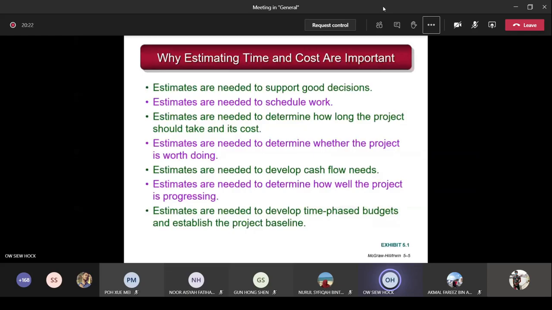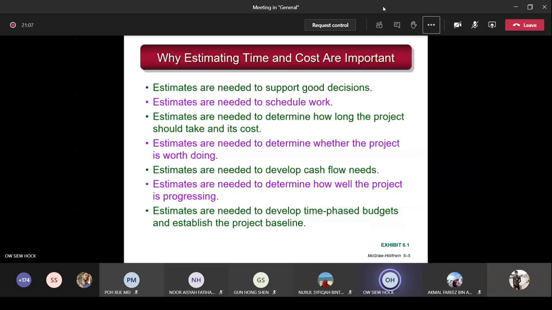Next, estimates are needed to determine how well the project is progressing. You need to know how well the project is progressing, because at certain points you are monitoring how much money we have spent and how much time we have spent, whether you are progressing well or you are behind time or over cost. You're going to learn this later about project progress monitoring, so you will come to this point again after the semester break.